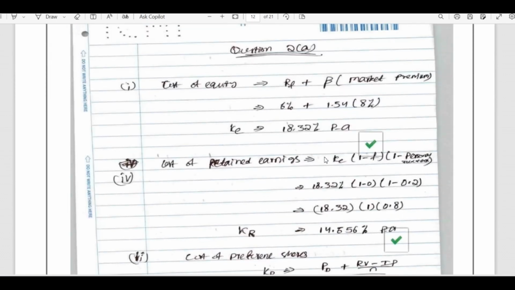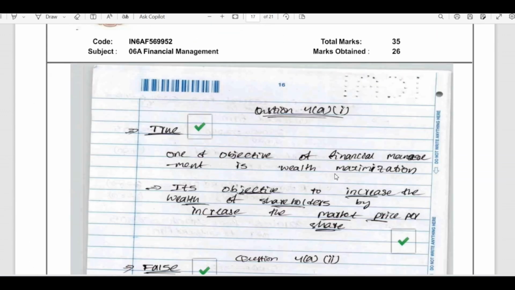See here, cost of retained earnings. Actually, the cost of retained earnings formula is K is equal to KR when there is no floating charges. If there is floating charges, we will compute in a separate manner. See here, it is asked based upon the concept given in the ICAI study material. K is equal to KR into 1 minus floating charges into 1 minus personal tax rate. If you understand the ICAI study material and later get into the questions, you will be able to answer any questions. And sometimes theory also helps to get good marks.